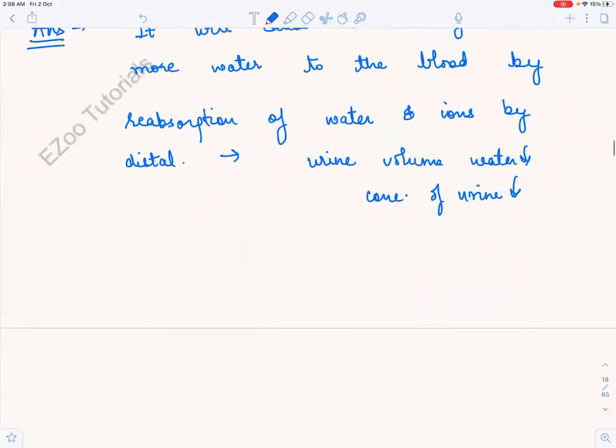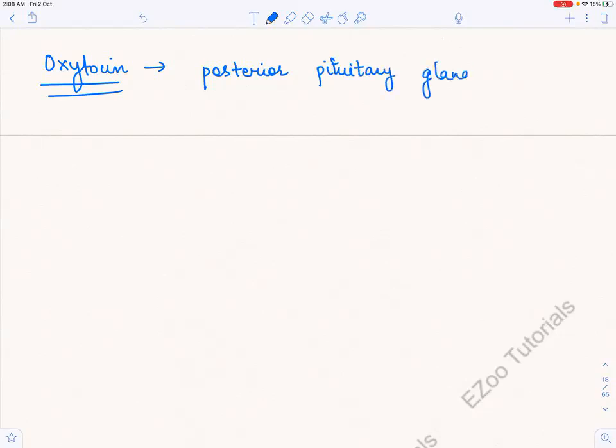Okay, now we have seen about ADH. Now let us see something about oxytocin. Oxytocin is secreted by where? Anterior or posterior? It is secreted by the posterior pituitary gland. You will get all the notes very nicely. Each and everything you will get in today's lecture as notes.